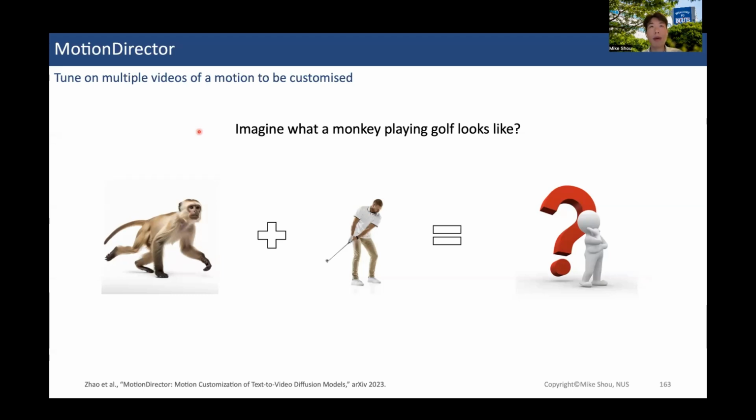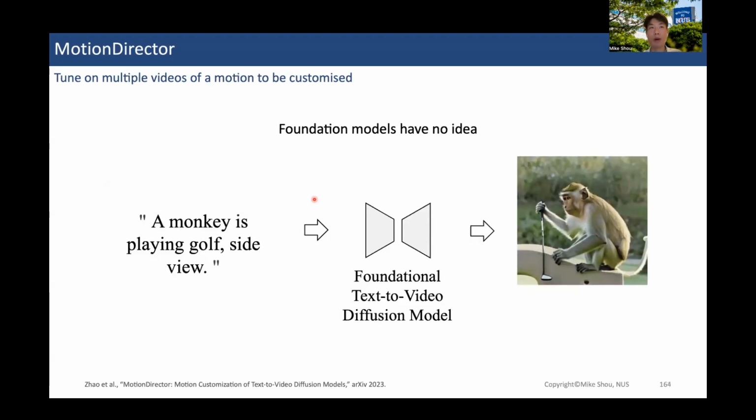Let's imagine what a monkey playing golf looks like. We know the motion of playing golf, and we also know the appearance of the monkey. As human beings, we can synthesize and come up with this in our mind. But it's challenging for a video generation model because it doesn't know this specific motion. For example, we tested the foundation text-to-video diffusion model, and it can synthesize something like a monkey holding a grape, but it has no such motion.